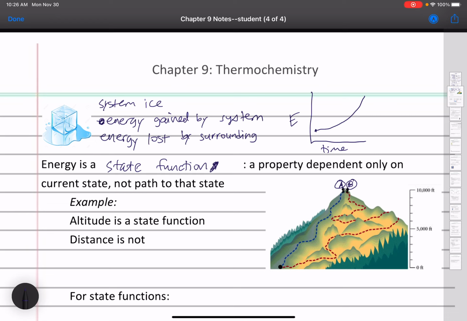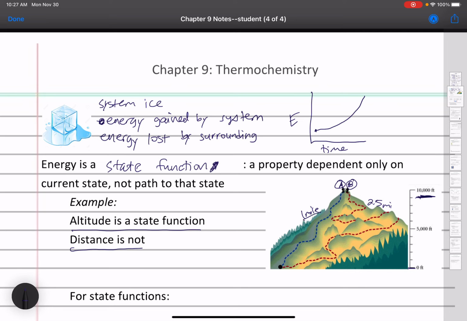They both climb a total of 10,000 feet in elevation, all right? But hiker A maybe took a path that was 1 mile long, but very steep, and hiker B maybe took a path that ended up being 2.5 miles long. So in this case, altitude is a state function. They both climbed 10,000 feet. They went from 0 feet to 10,000 feet. They took different paths to get there, though, and the distance that they went was not a state function.